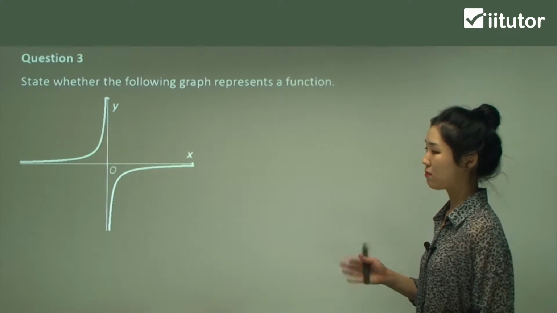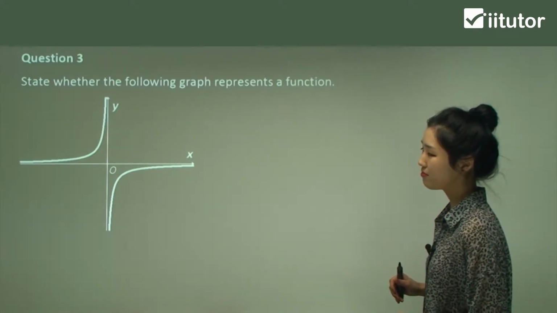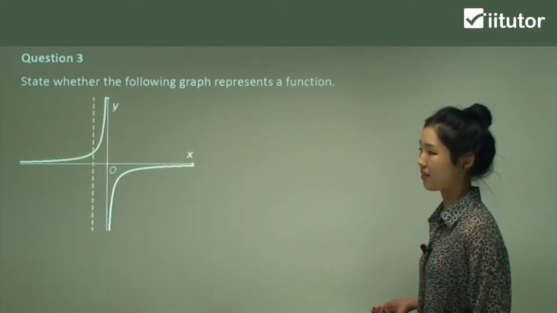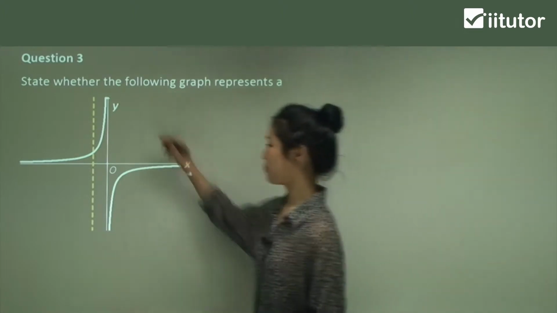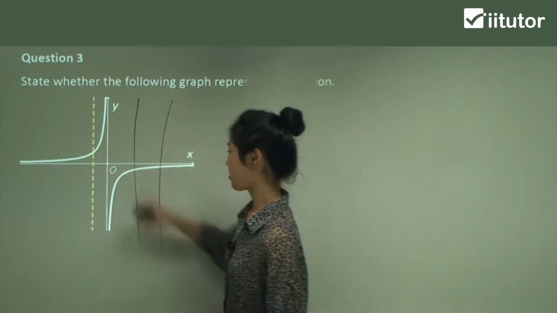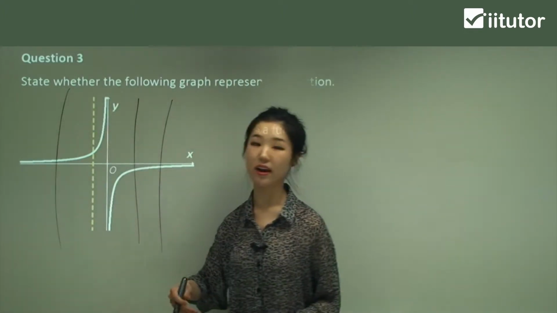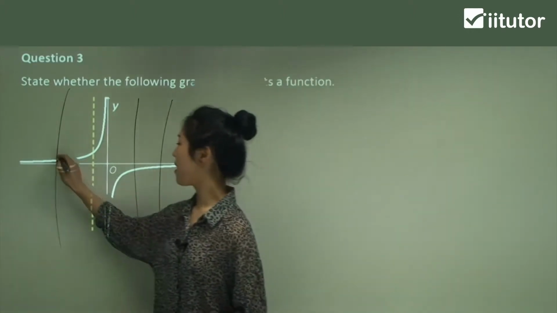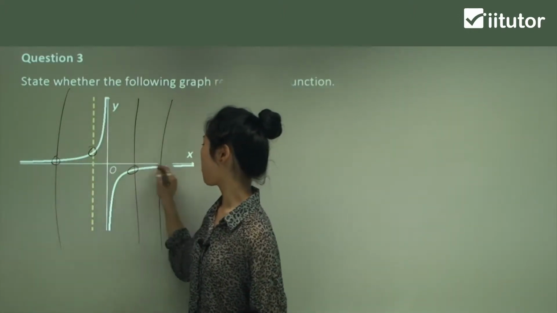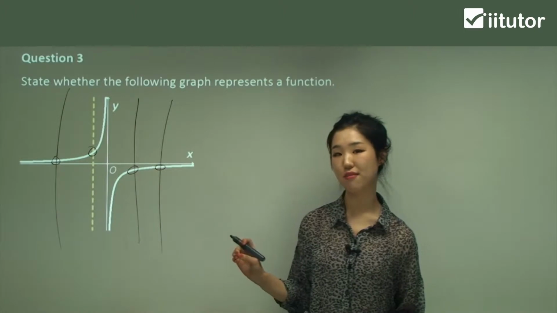Okay. Question 3, state whether the following graph represents a function. So it's the same question but with a different graph. Now just draw a vertical line, guys. Okay, and try drawing it in other places as well if you're not sure. Draw it in other places, just any vertical line. And you can see that each of them has one point of intersection with the graph.